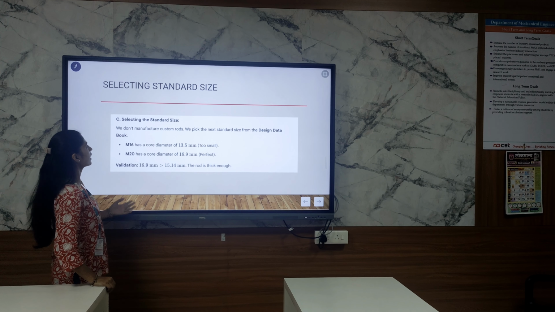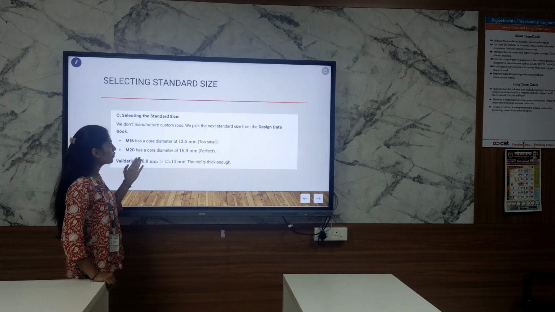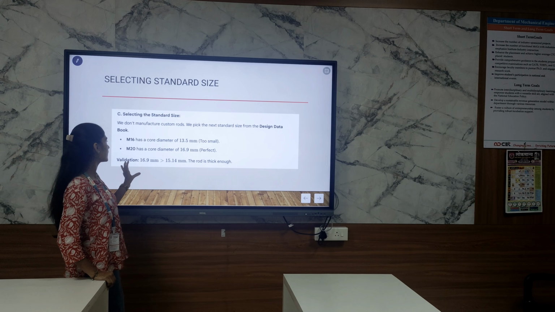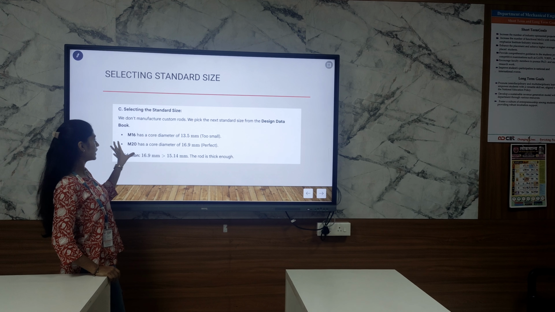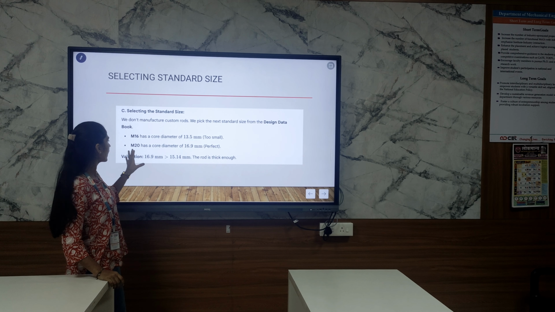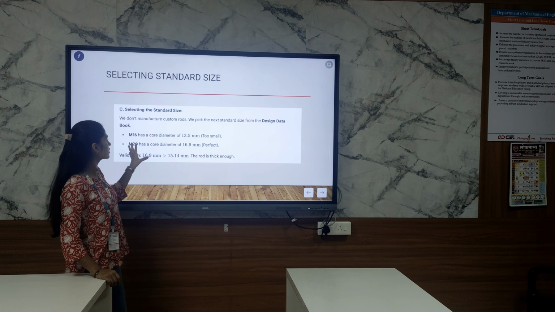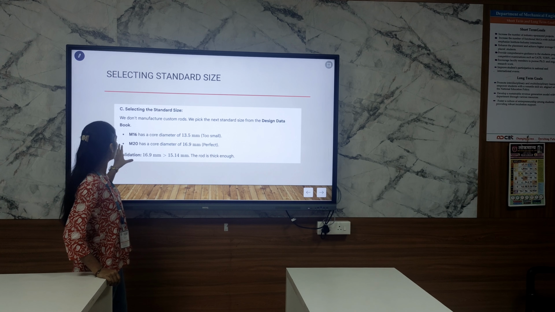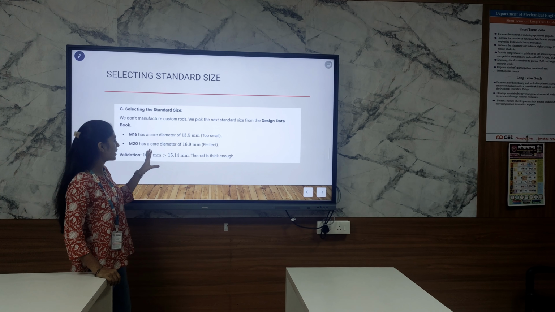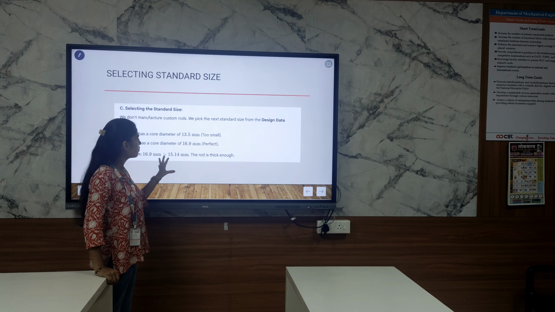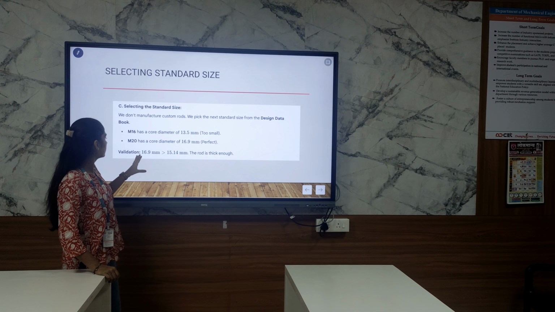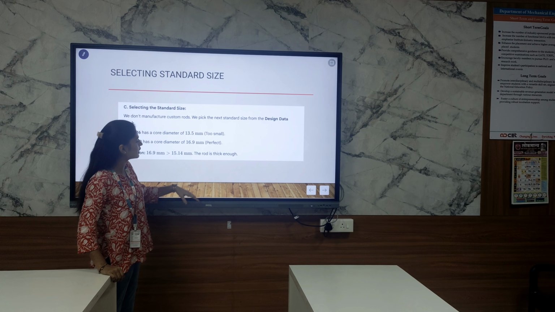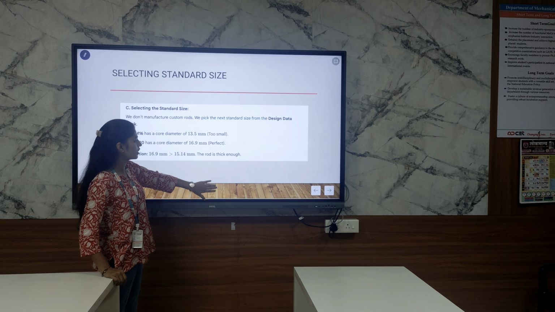Selecting the standard size: we don't manufacture custom rods. We pick the next standard size from the design data book, M16 and M20. M16 diameter 13.5 mm, too small. M20 has diameter 16.9 mm, perfect. Validation: 16.9 mm is greater than 15.14 mm. The tie rod is thick enough.